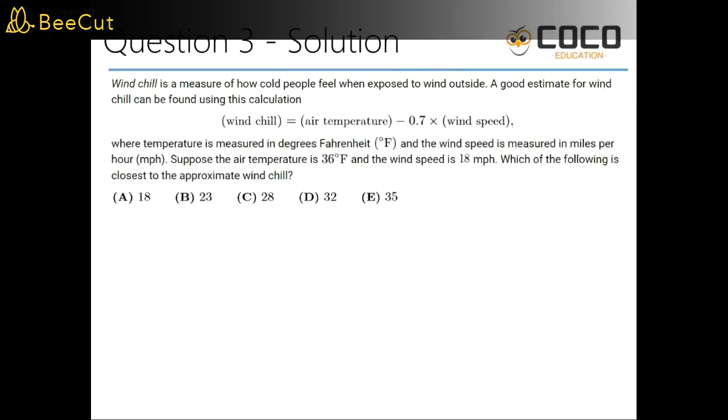Now, question 3, so we just put in the values given to us. It says that the air temperature is 36, minus 0.7 times speed of the wind. Right, this one given is 18. So equals to 36 minus 12.6, which is 23.4. Right, so round this to the nearest integer, so it will be 23. So the answer is B.